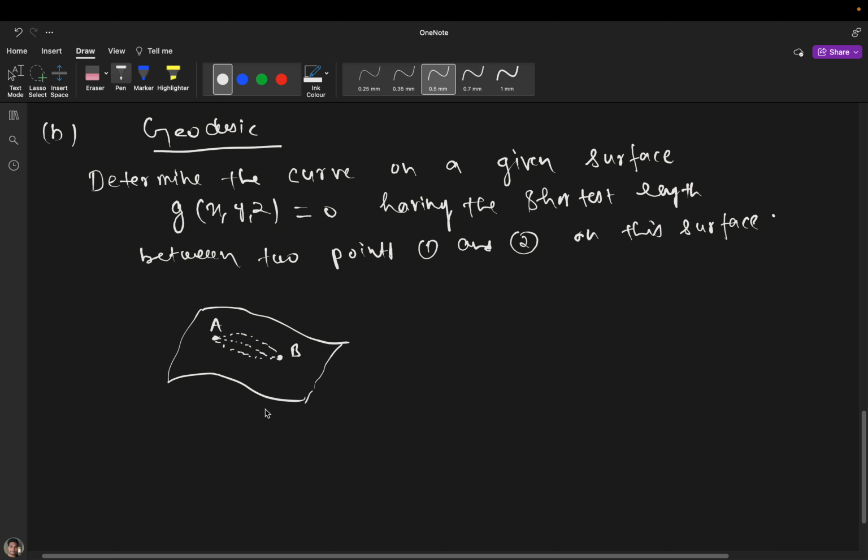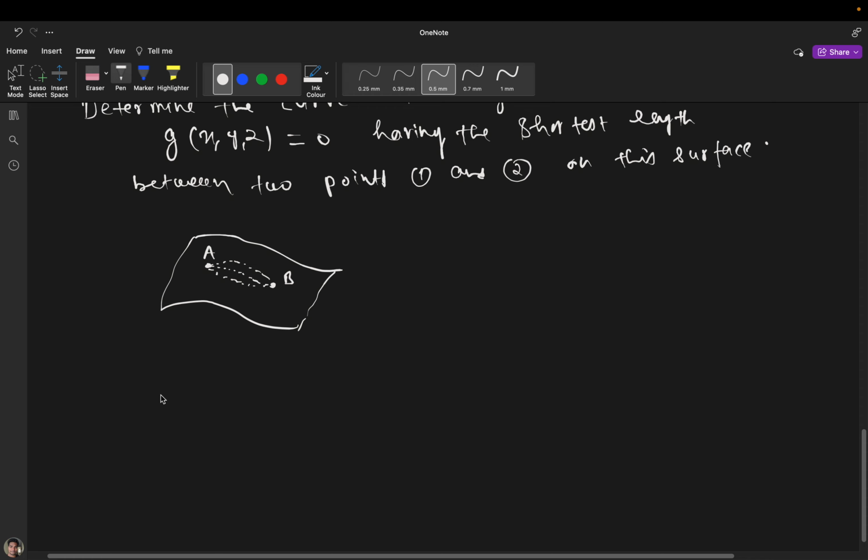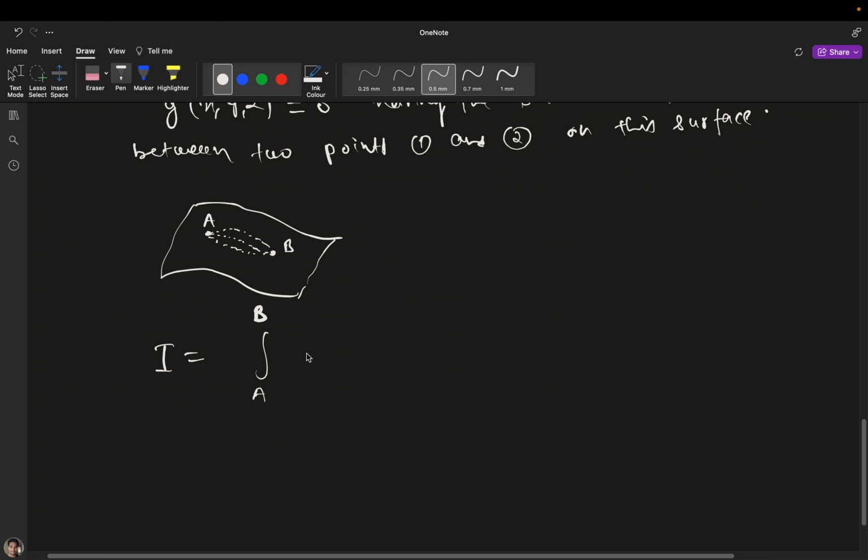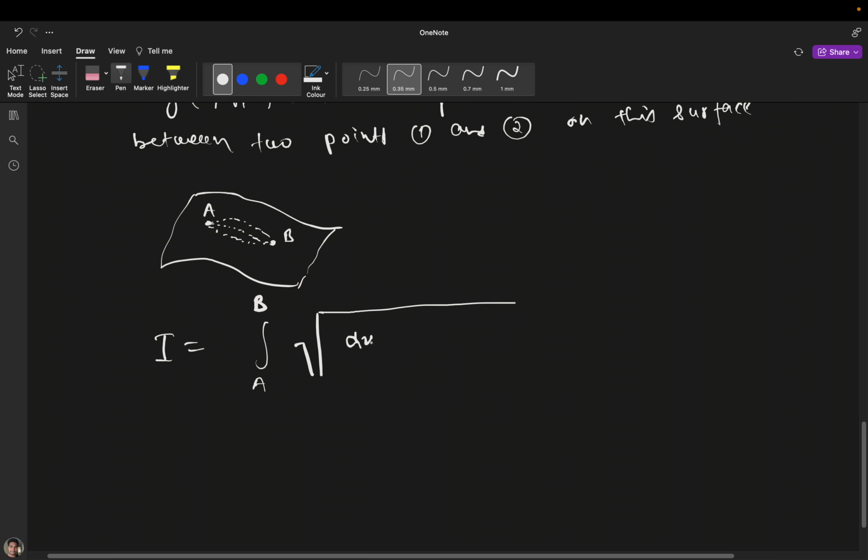So this is also a kind of variational calculus problem. What kind of functional will this be in this case? So I can write I equal to, suppose a point A and point B, then obviously we will integrate from point A to point B, and the distance between A and B will definitely be dx square plus dy square.